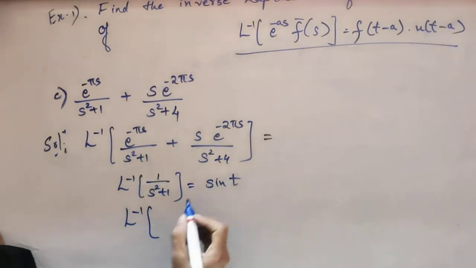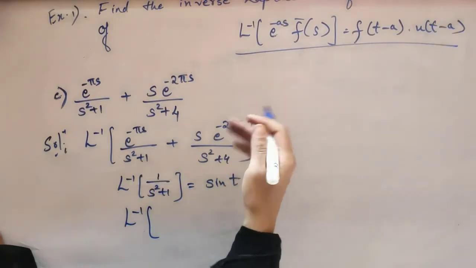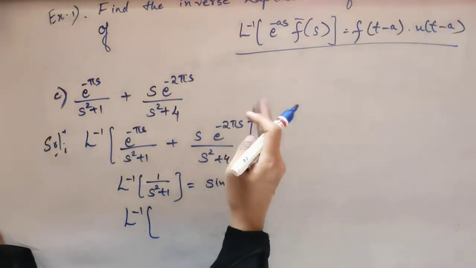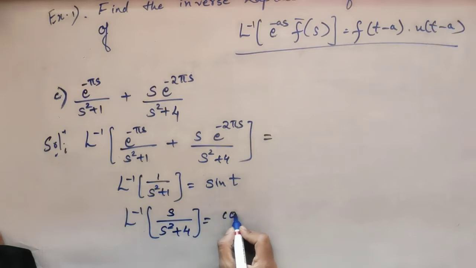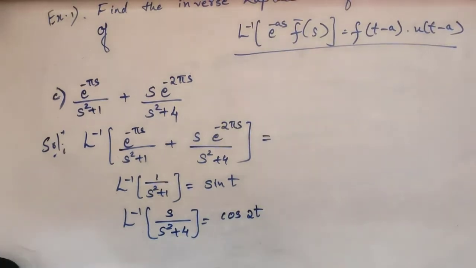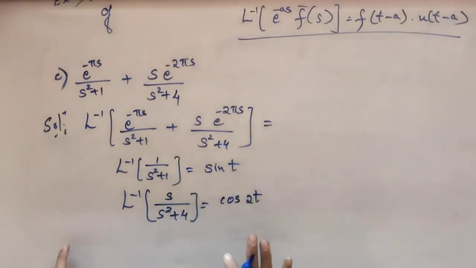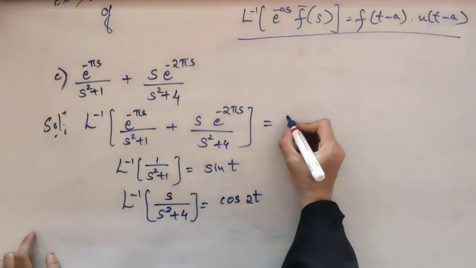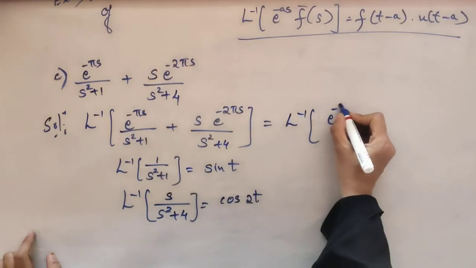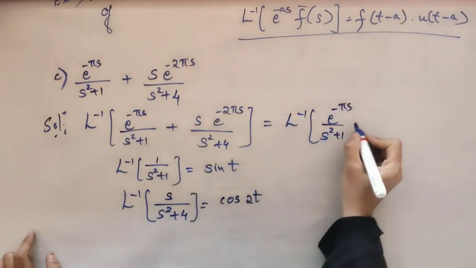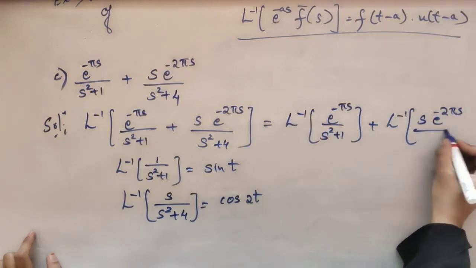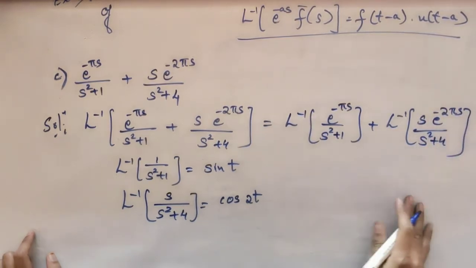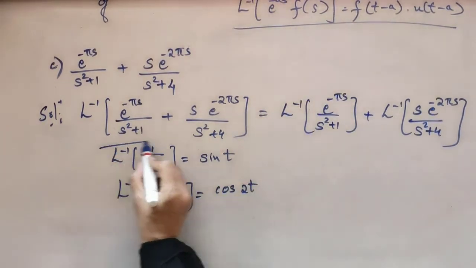Similarly, what is L inverse of the second term? You eliminate the exponential part e to power minus 2 pi s from the second term also. You are left with L inverse of s divided by s square plus 4. Now its inverse Laplace transform is cos 2t. Is it not? Now using these two things, this is as good as writing L inverse of e to power minus pi s divided by s square plus 1 plus L inverse of s into e to power minus 2 pi s divided by s square plus 4. Can I write it like this? Now we have already got these two things.